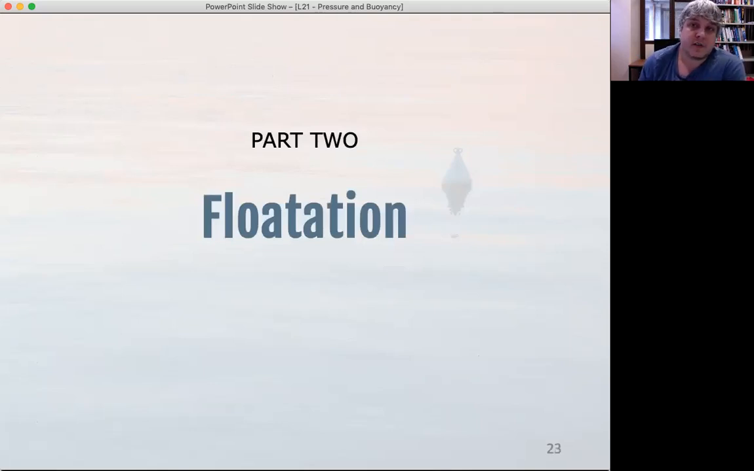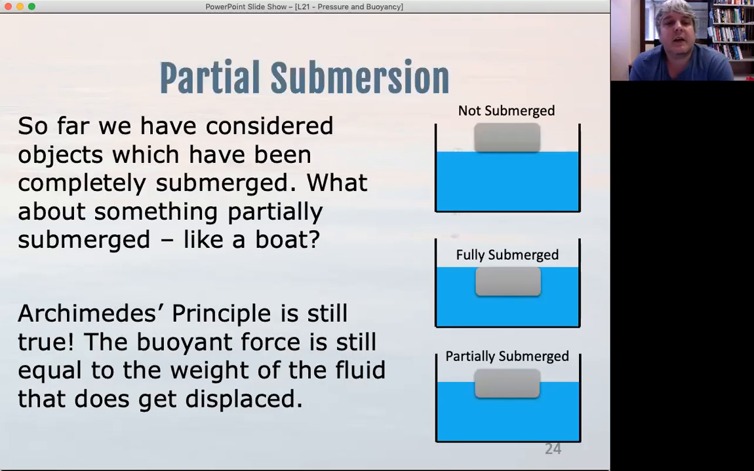What about flotation? As I said, in everyday language, we talk about something being buoyant. We often mean flotation, an object floating. So what is flotation? We've just talked about things being completely submerged. So what about something partially submerged, like a boat? Archimedes' principle is still true. The buoyant force is still equal to the weight of the fluid that does get displaced. But now the amount of fluid getting displaced is not the same as the volume of the object. The volume of the water displaced is going to be less than the volume of the object, right?